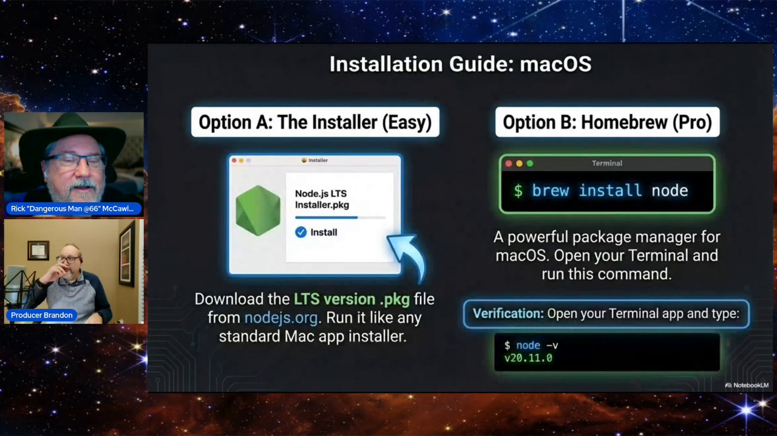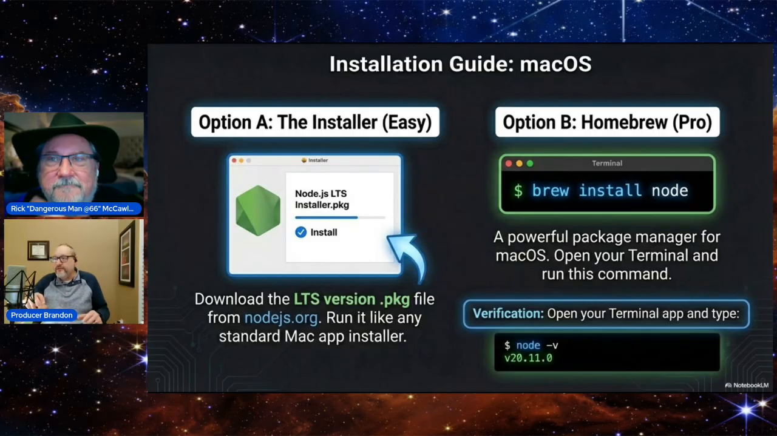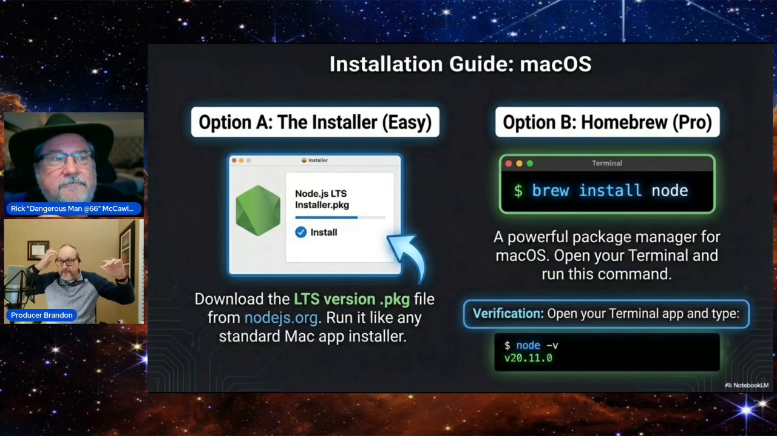Now, in macOS, you've got two options. The installer, so you can download the LTS version, a packaged version from nodejs.org. When you go to nodejs.org, it's going to ask whether you're a Windows guy, a PC, or a Mac, and you just run it like any other standard Mac installer. If you want to get a little bit into the weeds, you can open your terminal and run the command brew install node, and then type in node -v and it'll tell you the Node version you've installed. So either way, whether you're doing it through nodejs.org or through the command line, bottom line is you've got to have Node installed.